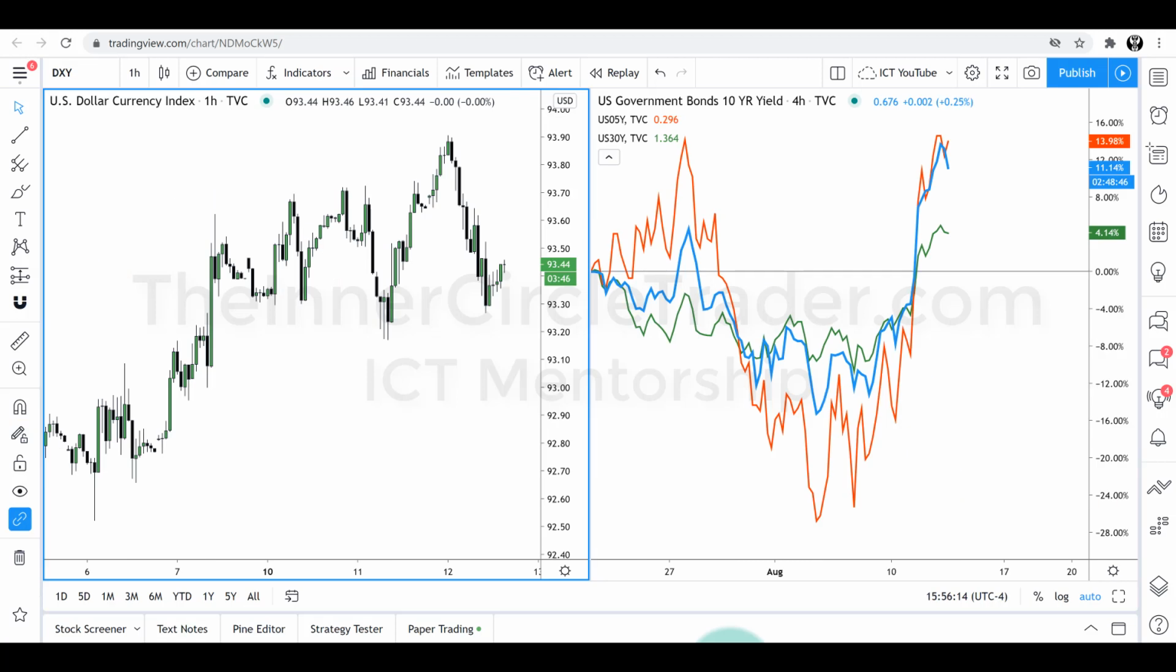All right, so here is the hourly chart on the dollar index, and this is the 6th. And you can see the dollar has appreciated on the upside.